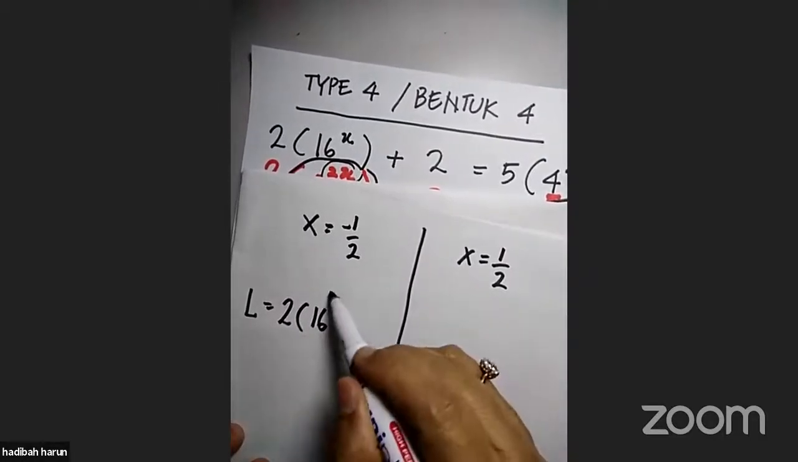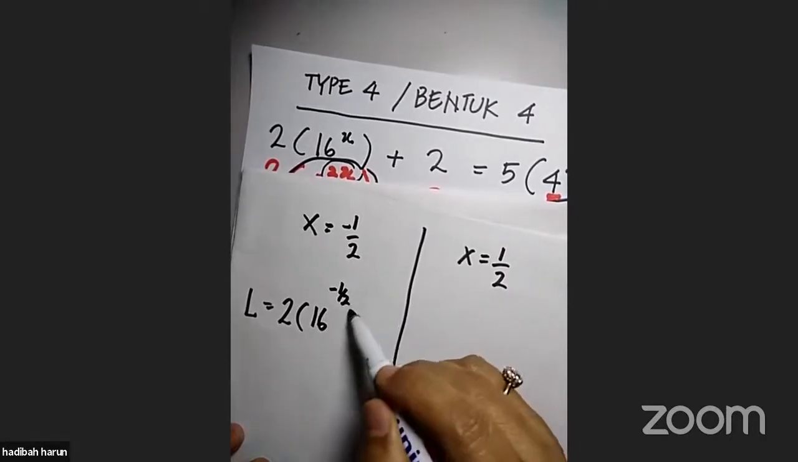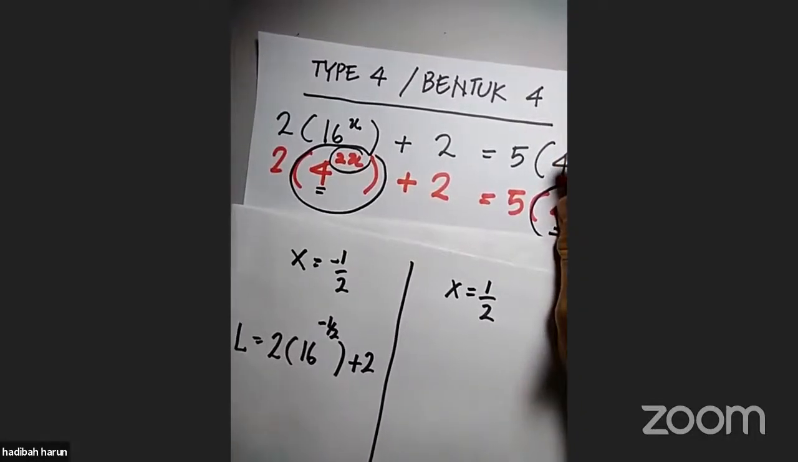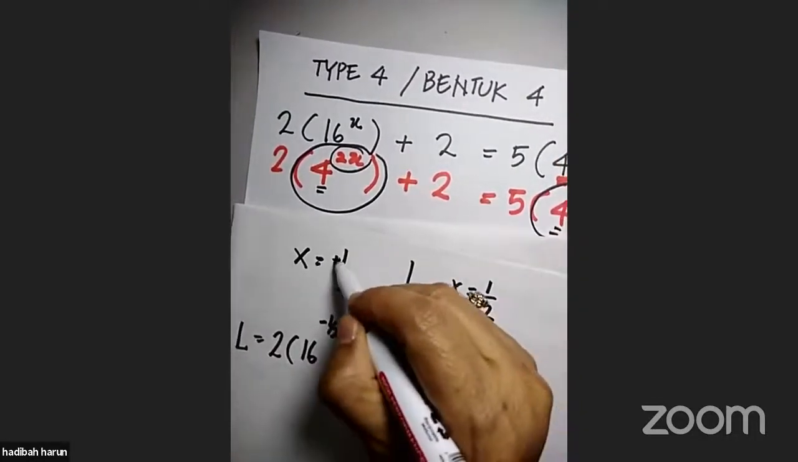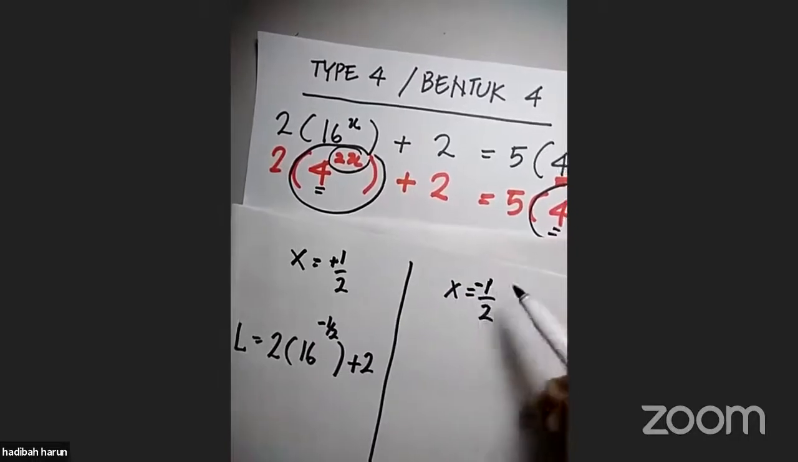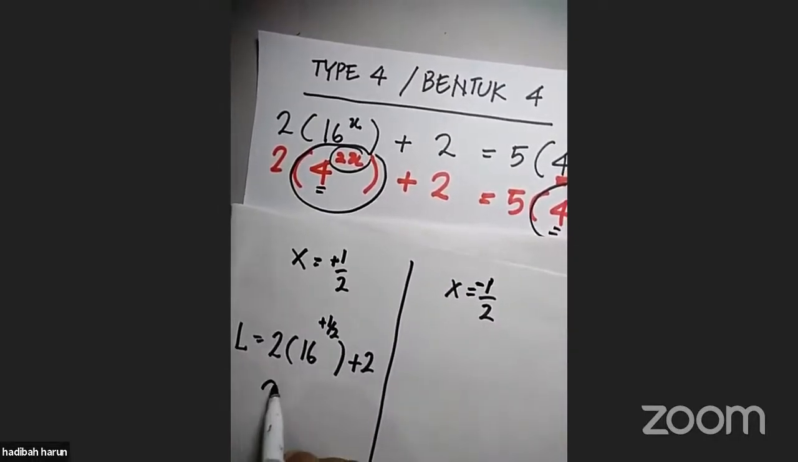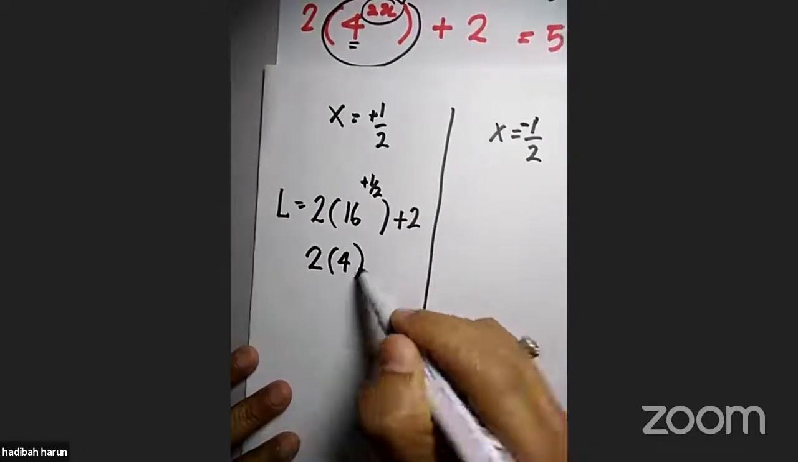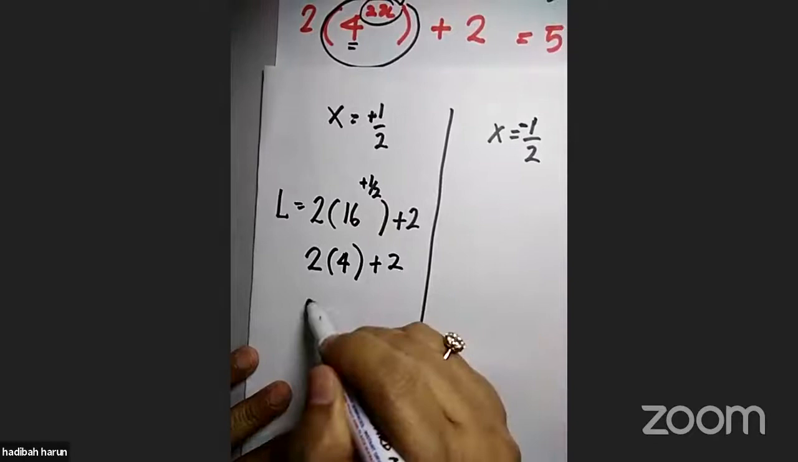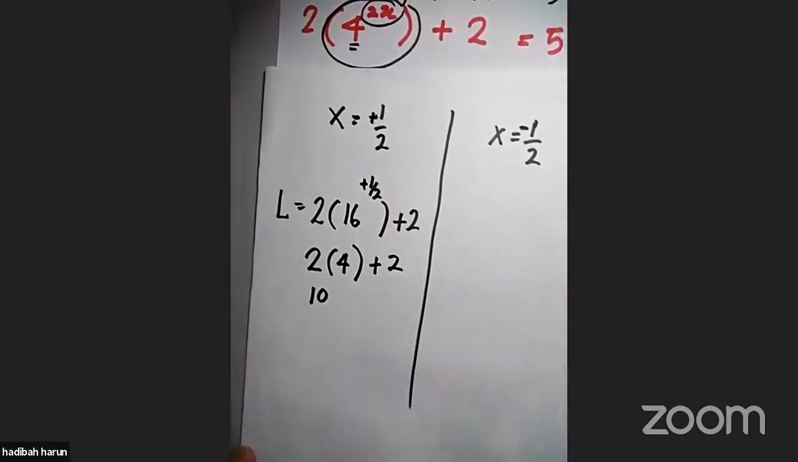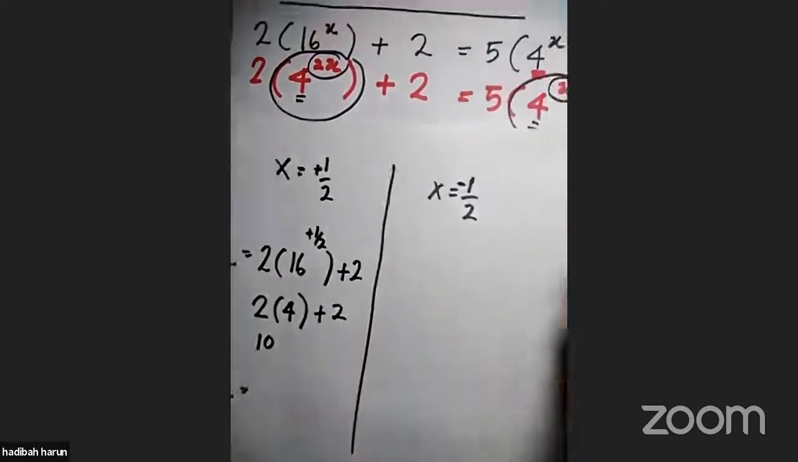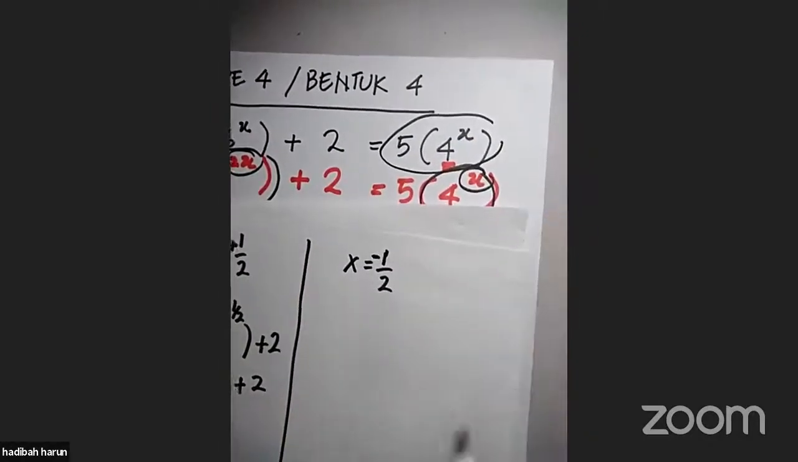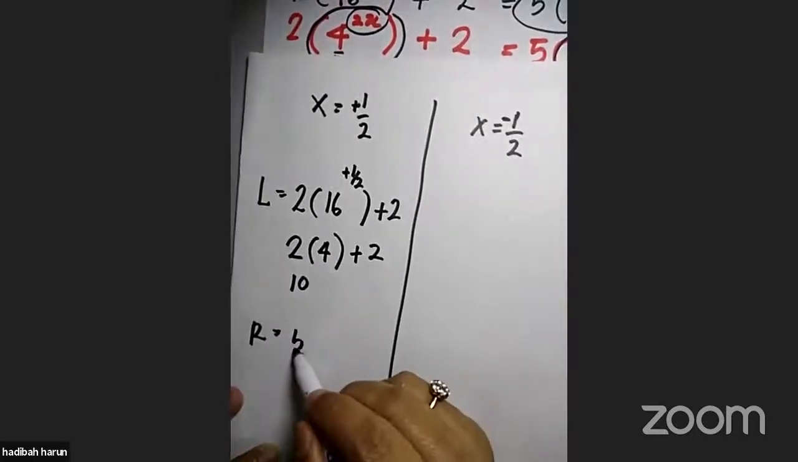16, your x is negative half plus 2. Okay, so next one you do half first. Next one I show you half, then I want to show you something. This is half. So 2 square root of 16 is 4 plus 2. So 8 plus 2 is 10. On your right is this term 5. On your right will be 5.